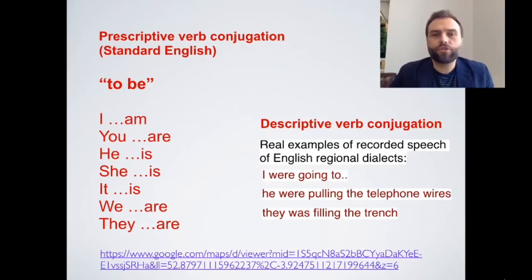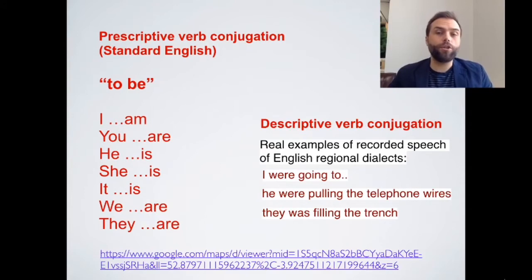Here you can see prescriptive verb conjugation on the left. This is the standard English conjugation for "to be". We're going to use "to be" as an example. So when we conjugate "to be" with various pronouns, this is probably the way that you were taught. I'm sure it was the way you were taught. So here's the standard English conjugation: I am, you are, he is, she is, it is, we are, and they are. Okay, so you probably know this is correct, right? I am, you are, he is, and so on. That is standard English.